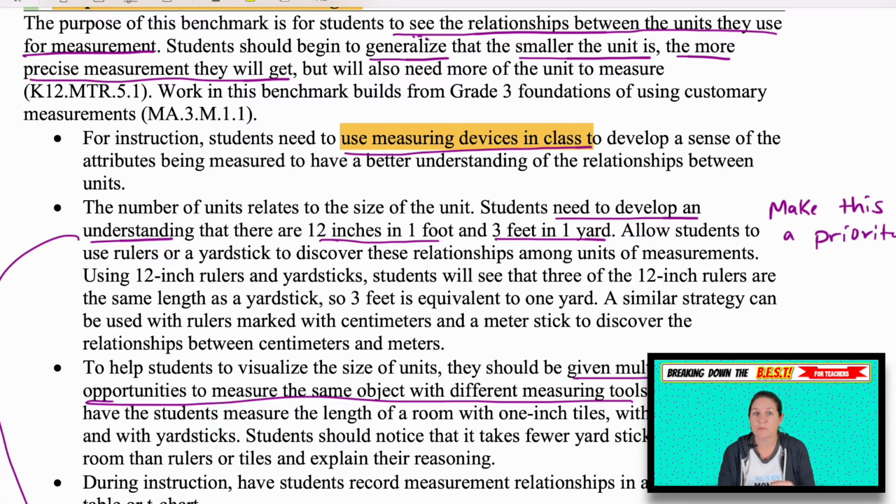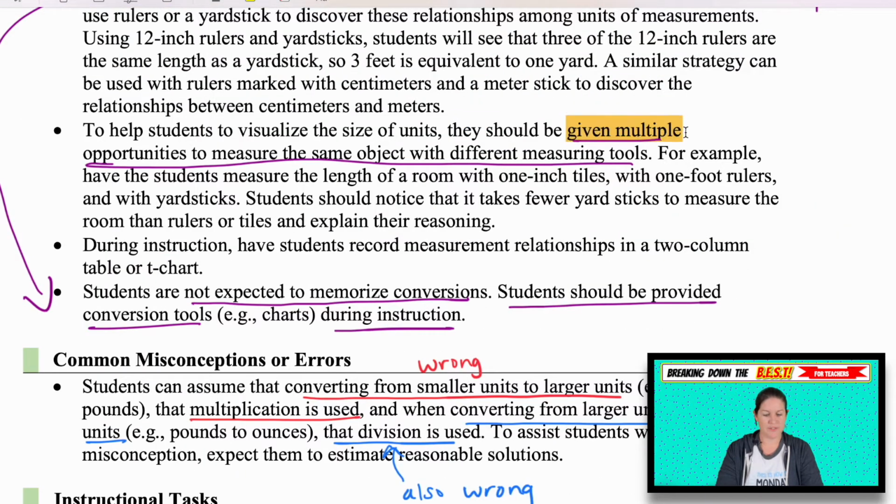So make sure that you are really intentional about making it a priority so students can develop a sense that there are 12 inches in a foot and that there are 3 feet in 1 yard, so they can start to see it and get comfortable with how much is an inch, how much is a foot, how much is a yard. I love this right here, giving students opportunities to measure the same object with different measuring tools and developing a sense of which one will be the most appropriate for measuring it.